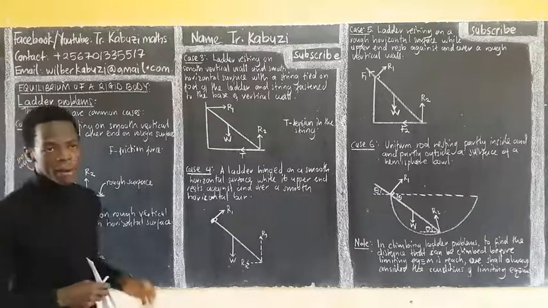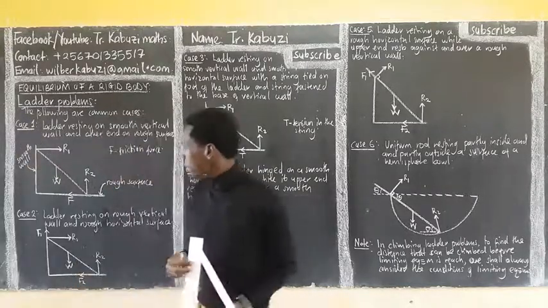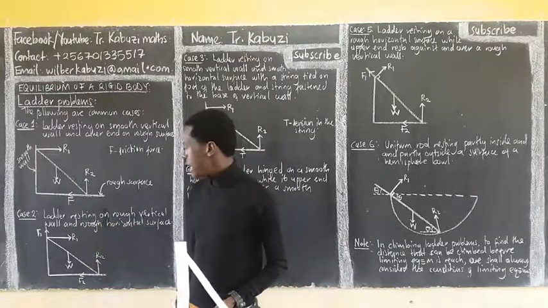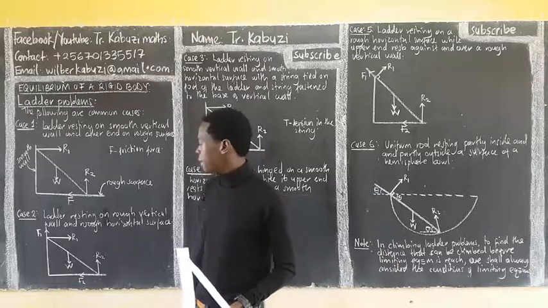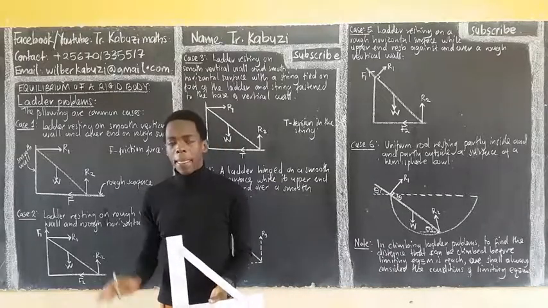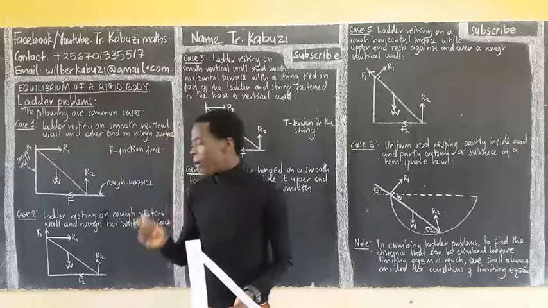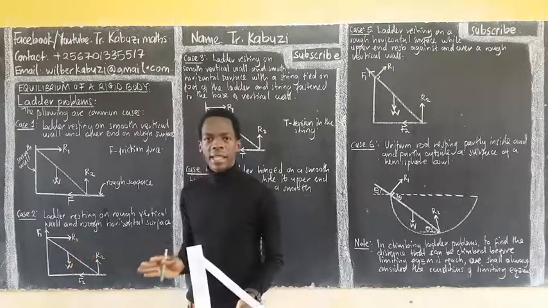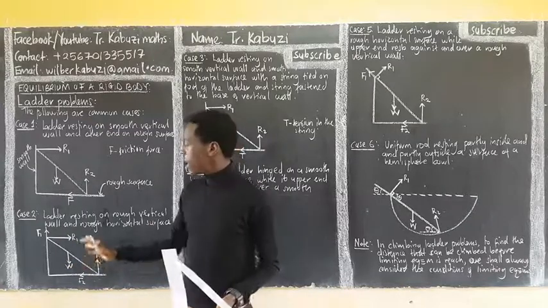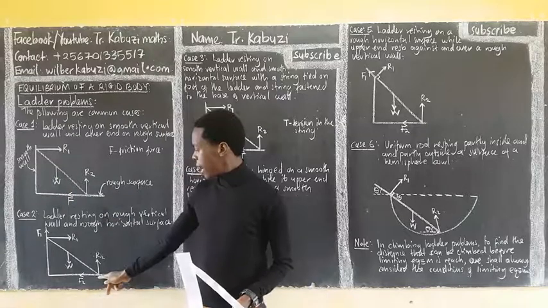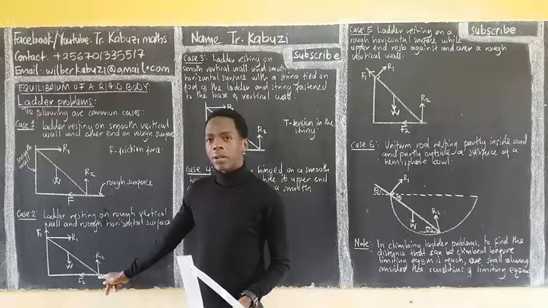So that's case 1. When it comes to case 2, ladder resting on a rough vertical wall and a rough horizontal surface. So both the wall and the surface, those two are rough. Whenever there is contact, reaction. That's the thing that should stick in your head. Any contact, there is a reaction perpendicular to that surface.